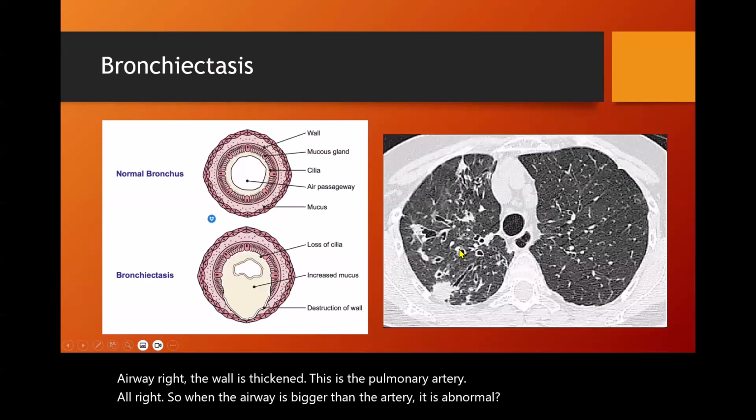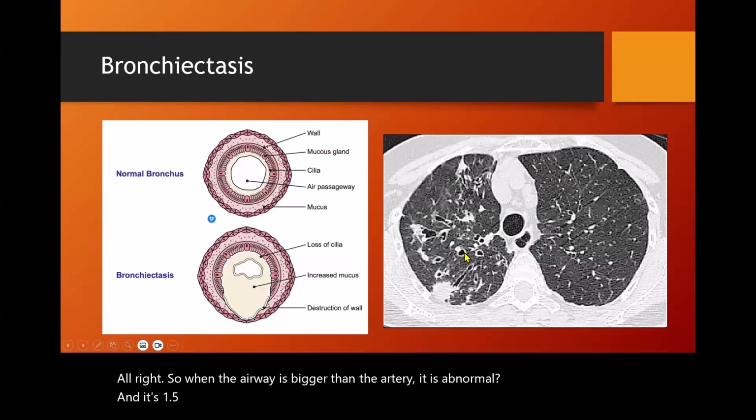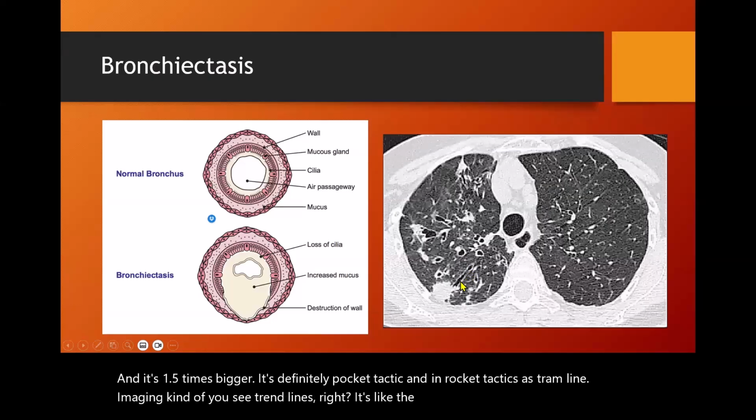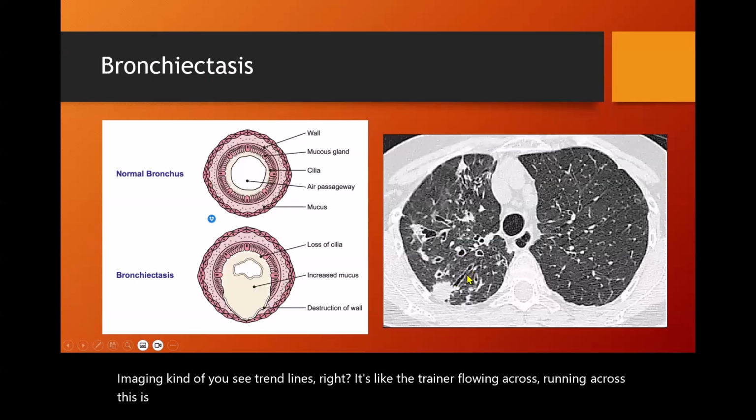When it's 1.5 times bigger, it's definitely bronchiectatic. And in bronchiectasis, there's tram lines. You see tram lines, right? It's like a train running across. This is like parallel railway tracks. That's why I call it tram line.